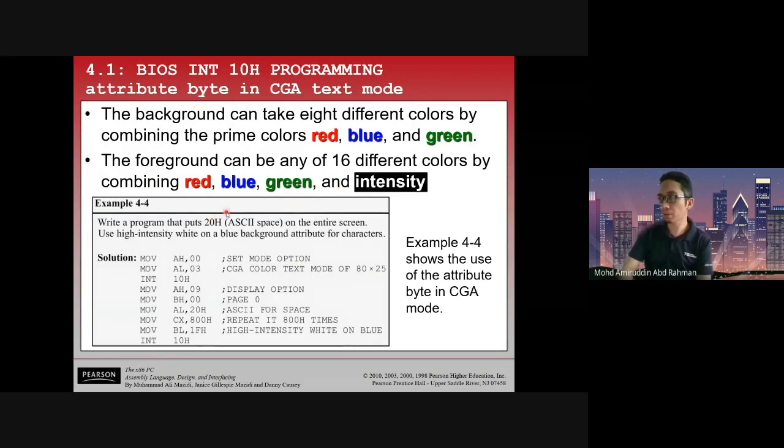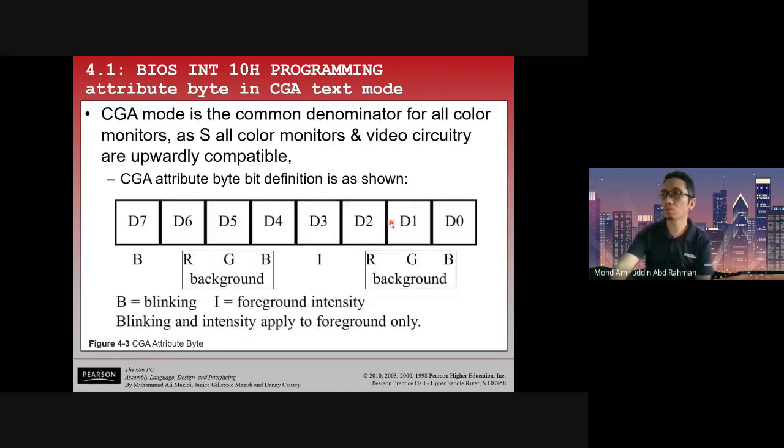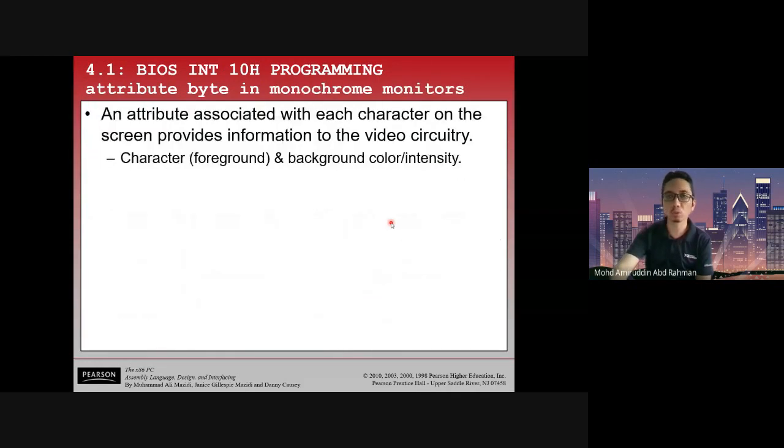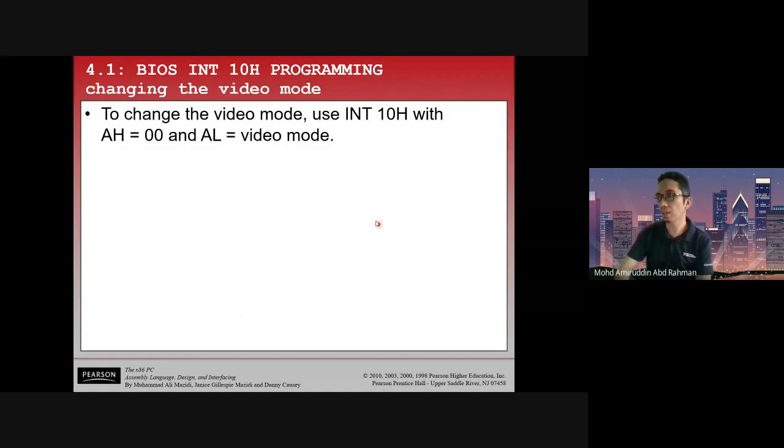For example, we want to write a program that displays the number 20 on the entire screen, using high intensity white on a blue background character. First of all, as I mentioned before, we need to choose the video mode. So first you need to change the video mode by setting AH and AL.